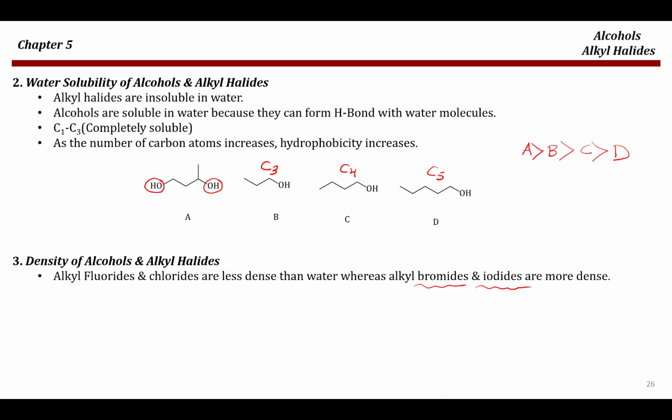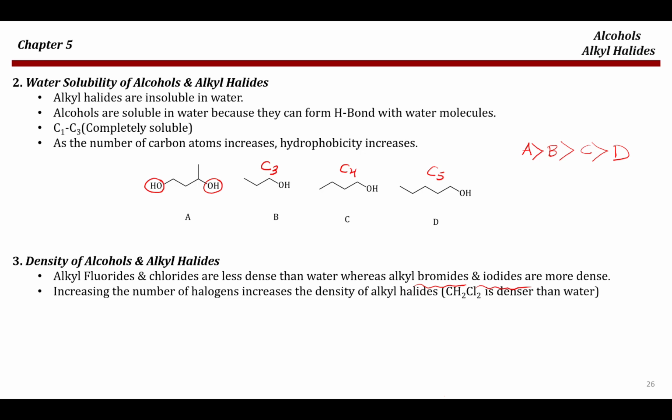Remember, if you have stronger intermolecular forces, then the molecules will be attracted to each other, which means that the distance between the molecules will be smaller, and that's why the molecules will be concentrated and the density will be high. Increasing the number of halogens also increases the density of alkyl halides. That's why, for example, dichloromethane is denser than water, because you have more halogens now. Alcohols are usually less dense than water.